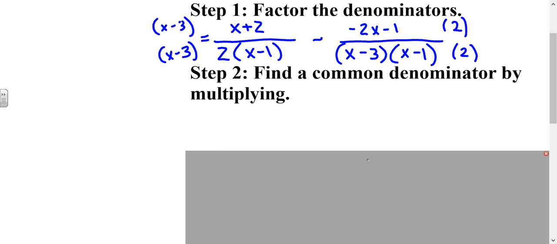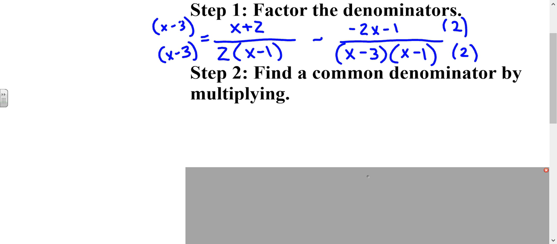And then you can double check, because you can say, okay, do they all have the same parts? This side has a 2, this side has a 2. This side has an x minus 1, this side has an x minus 1. This side has an x minus 3, this side has an x minus 3. And then you know that they're going to be the same. So now I can go ahead and multiply it out. Because this is x plus 2 and this is x minus 3, I have to double distribute to work it out.